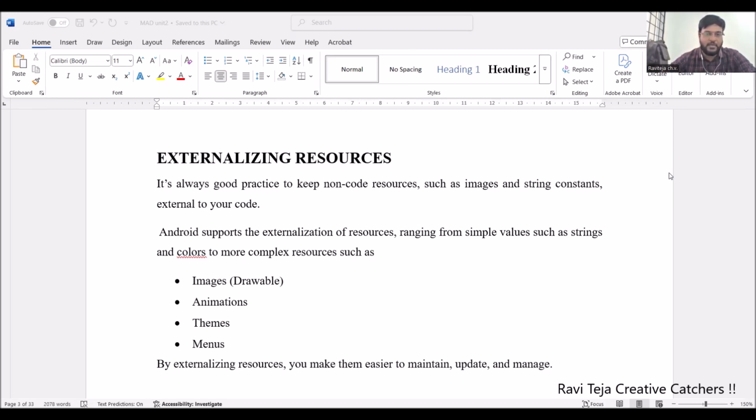So Android supports the externalizing of resources ranging from simple values such as strings, colors, and also complex resources like images, which we consider as drawables, and animations, themes, menus. Using all these images, animations, themes, menus, and things like strings and colors, we are making our work very much easier.